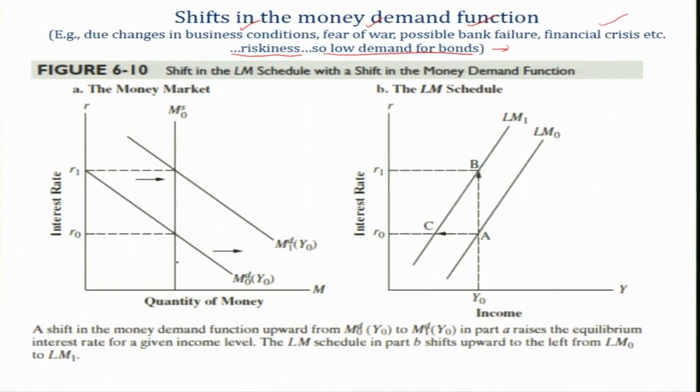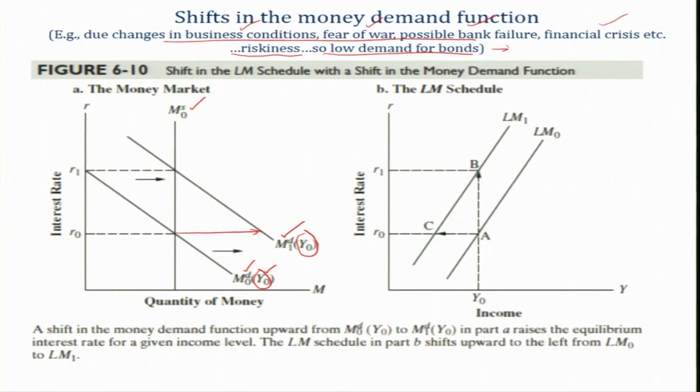Here, assume that this is the given money supply, and the income is Y naught. And now at the same income level, the same Y naught, we assume that there are adverse business conditions, whatever we discussed just now. As a result, people will be demanding more money. So the new money demand curve from M0D is shifted rightward. This is the new money demand curve, that means M1D, right? So now people are demanding more money at the same rate of interest. So what does it mean? That means there is a shift in the money demand function.